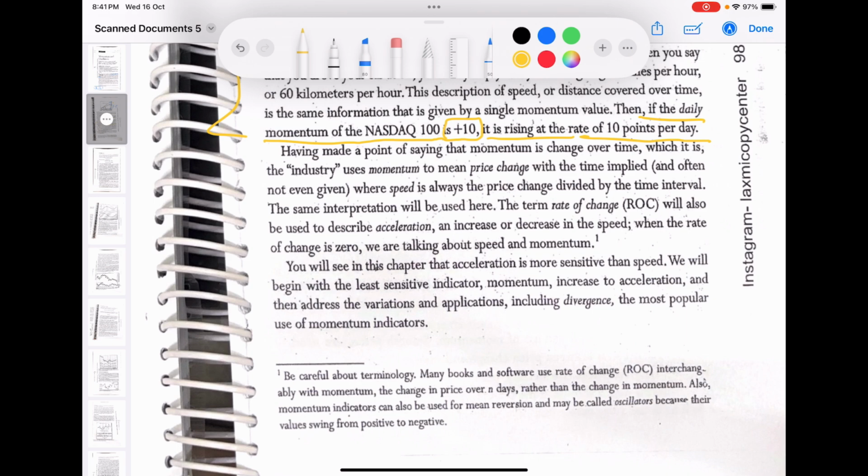Having made a point of saying that momentum is change over time, which it is, the industry uses momentum to mean price change with the time implied, where speed is always the price change divided by the time interval. That is what we saw in the graph, right? The term rate of change will also be used to describe acceleration, an increase or decrease in the speed. When the rate of change is zero, then we are talking about speed and momentum. Okay. You will also see that acceleration is more sensitive than speed.